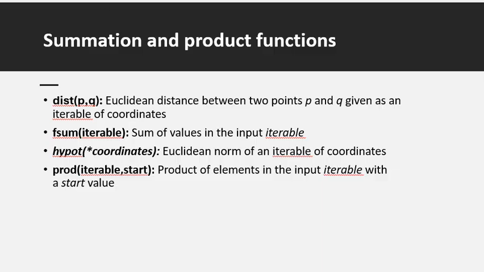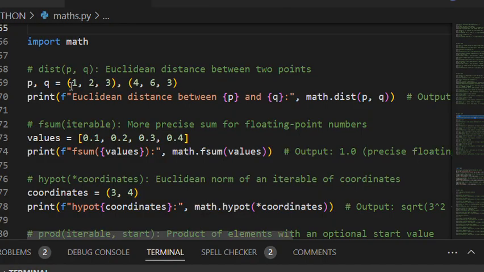After this, we have summation and product functions. Dist between P and Q gives the Euclidean distance between 2 points P and Q, given as iterables of coordinates. Then we have fsum of an iterable, the sum of values in the input iterable. Then we have hypot, which gives the norm of an iterable of coordinates. Then we have prod, with a start value, which gives the product of elements in the input iterable. So this is the example code.